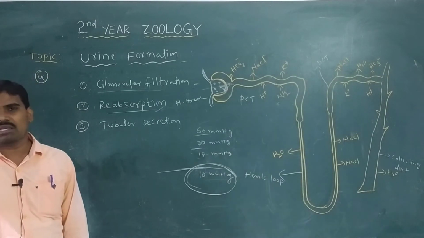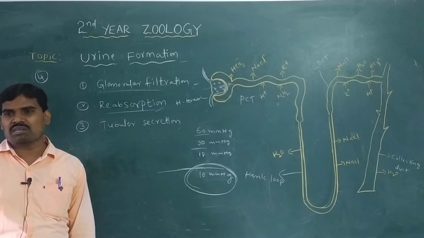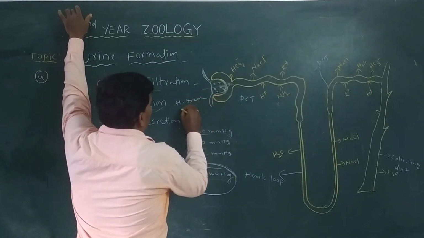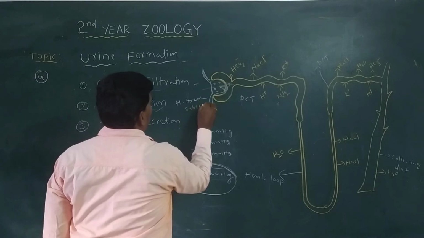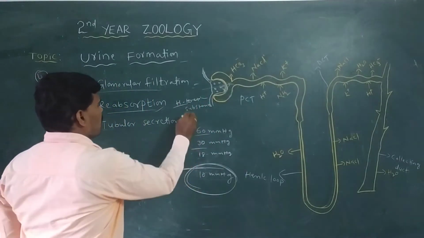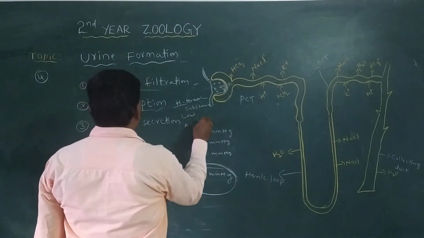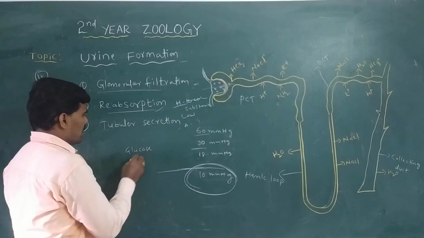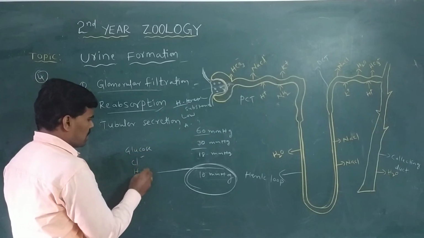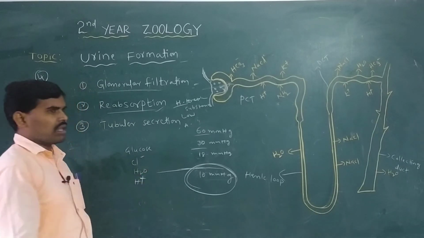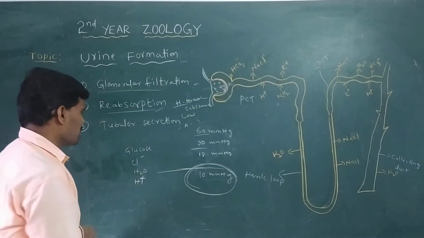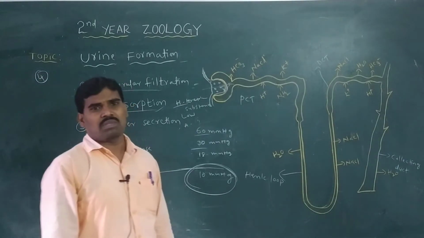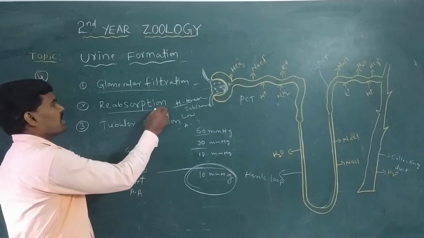Important molecules like glucose and minerals are reabsorbed, depending on high threshold, low threshold and no threshold substances. Glucose, chloride ions, water, hydrogen ions, minerals and amino acids are reabsorbed once again. Otherwise, these important molecules would be lost, so they cannot be lost and are reabsorbed.